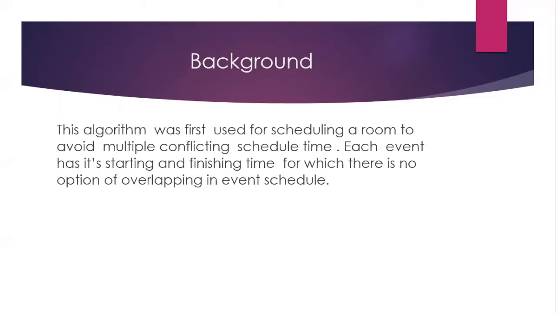Then I am going to discuss the background of the activity selection problem. Here I discuss which things allure people to choose this algorithm. At the earliest time, this algorithm was used for scheduling a room to avoid multiple conflicting schedule times. As each event has its starting and finishing time, there is no chance or option of overlapping event schedules.